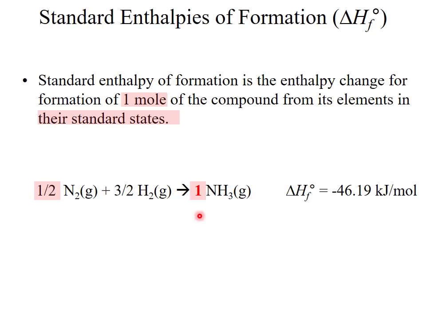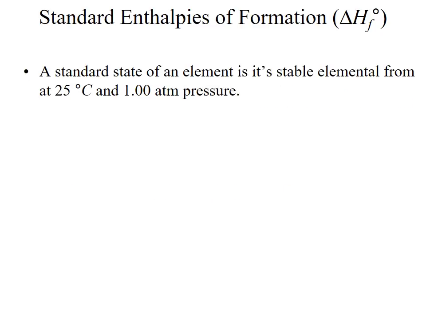In the balanced equation for this reaction, you would have a coefficient of half for nitrogen and a coefficient of 3/2 for hydrogen. Notice that on the right hand side, the coefficient must remain 1. So it's okay to have fractional coefficients on the left hand side. For this reaction to represent a standard heat of formation, the elements also need to be in their standard state.